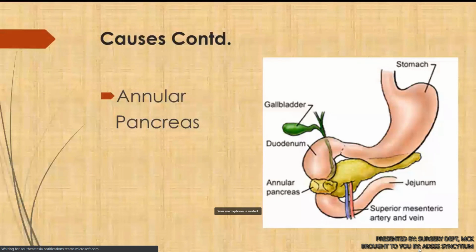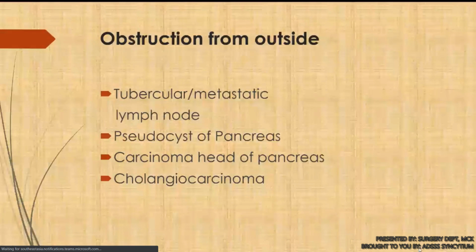The other causes of gastric outlet obstruction are obstruction from outside. It may be due to tuberculosis or metastatic lymph nodes, pseudocyst of the pancreas, or carcinoma of the head of the pancreas. Also, cholangiocarcinoma can cause obstruction to the gastric outflow.